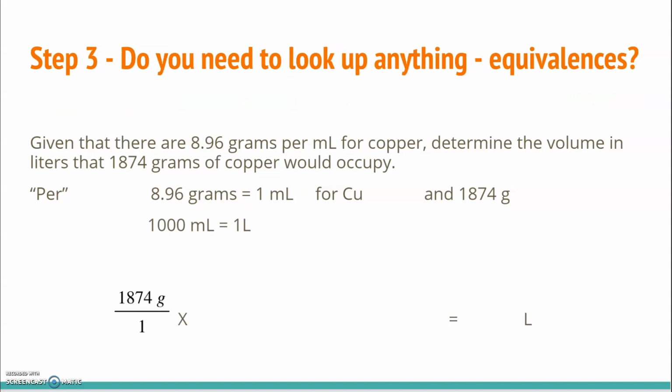So step 3, do I need to look up anything else? Well, if I look at what I'm given, grams, and grams per milliliter, but I wanted to find liters. I have no mention of liters in what I have given. So it is expected that you would know this, that there are 1,000 milliliters in 1 liter. So I'm going to have to look that up. So you can plan your path as you go along. I'm going to go from grams to milliliters, and then from milliliters to liters.